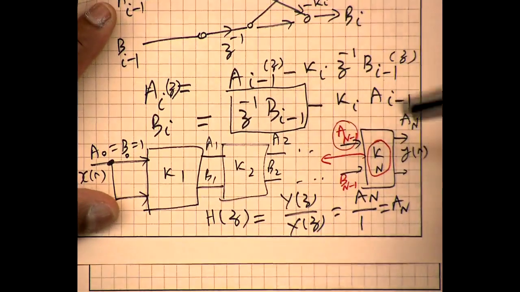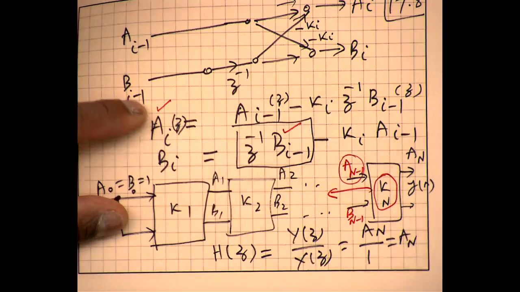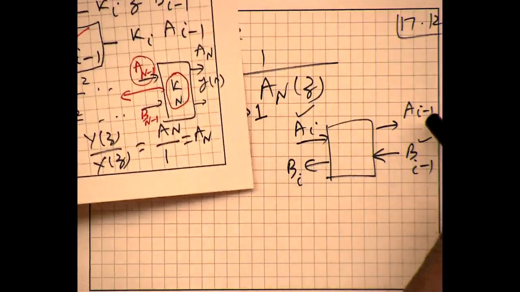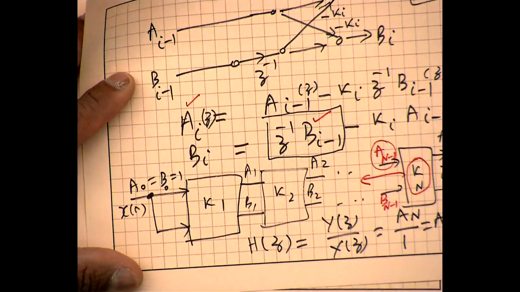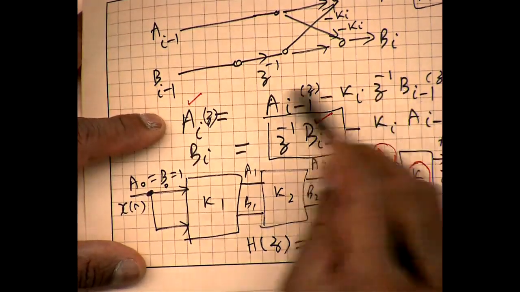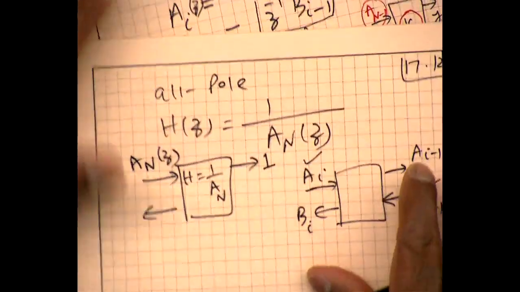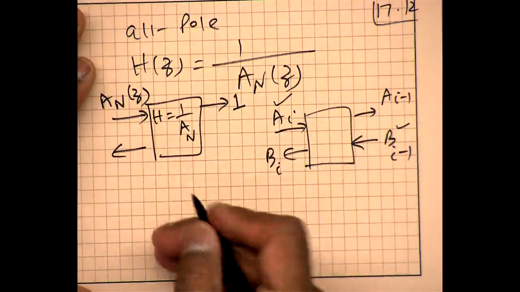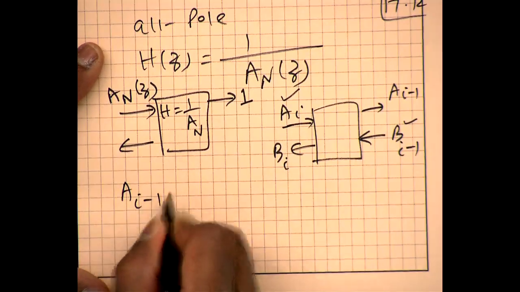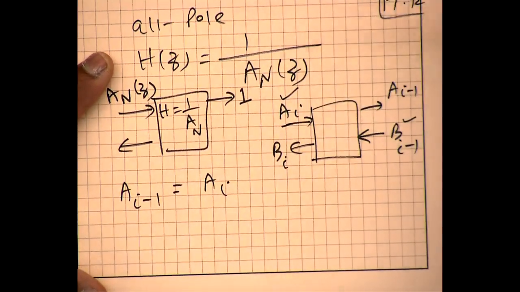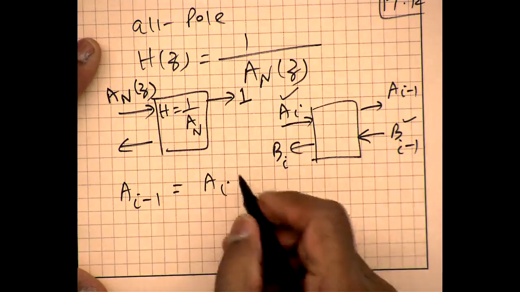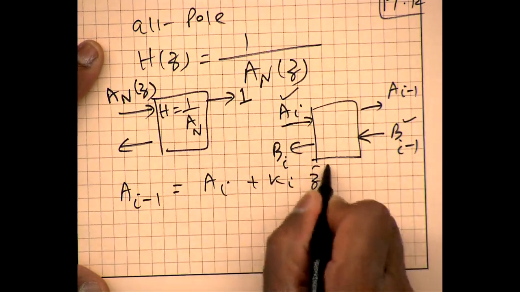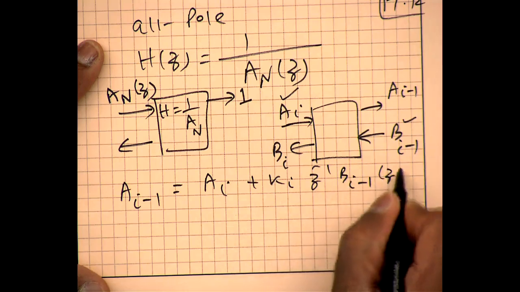So let's go back. What are we given here? We are given Ai and Bi minus 1, so these two are known. How do I compute Ai minus 1? Take this to the other side. Okay, so Ai minus 1 is equal to Ai plus Ki z to the power minus 1 Bi minus 1.